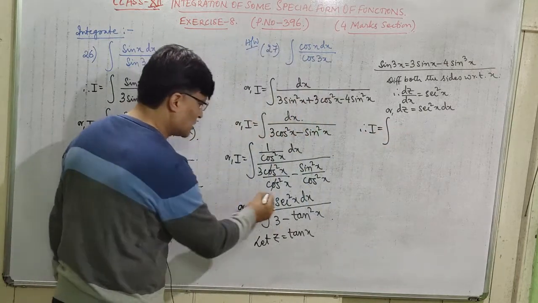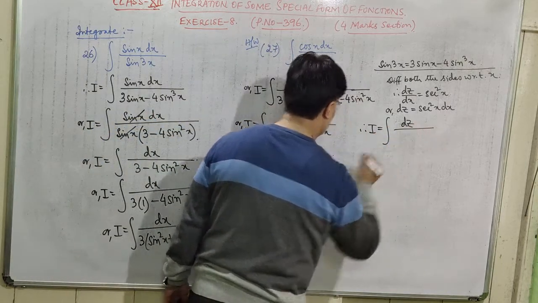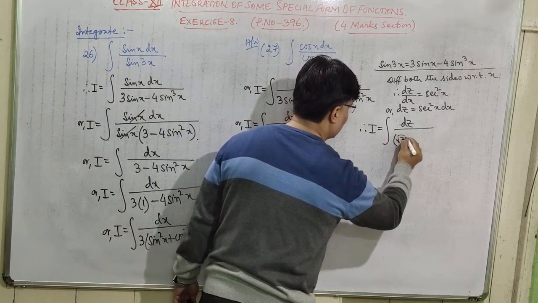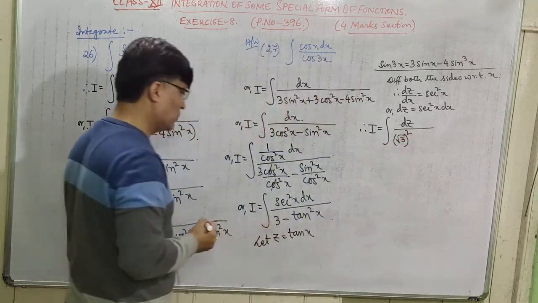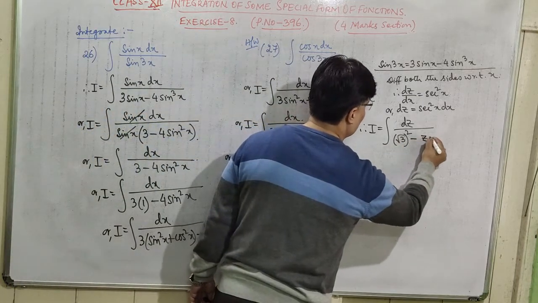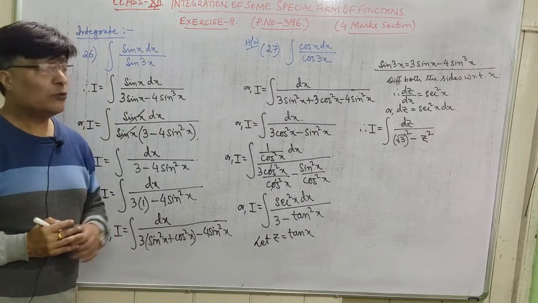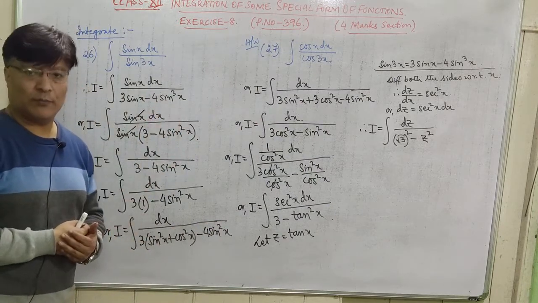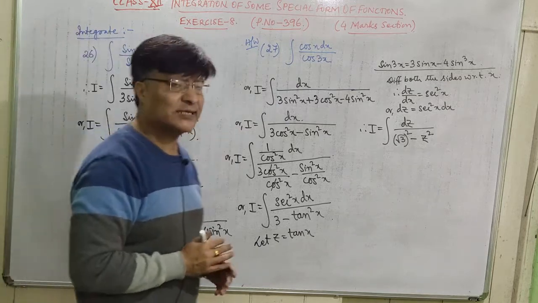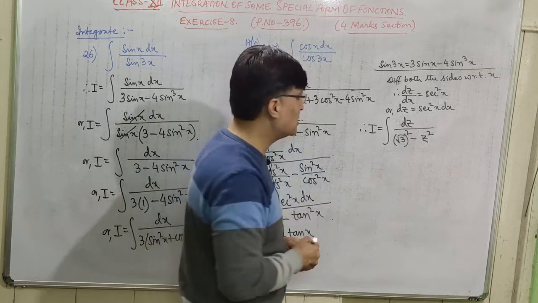So what is I is equal to now? I is equal to the integration of, what is sec square x dx? It is dz divided by, in the denominator, how will you write 3? You can write 3 as root over 3 whole square minus, what is tan square x? Here tan square x is z square. Now you know that this is the standard form from the method of substitution. That is the third standard form. Instead of a there is root 3, instead of x there is z.